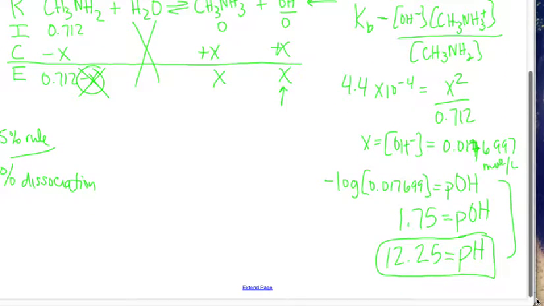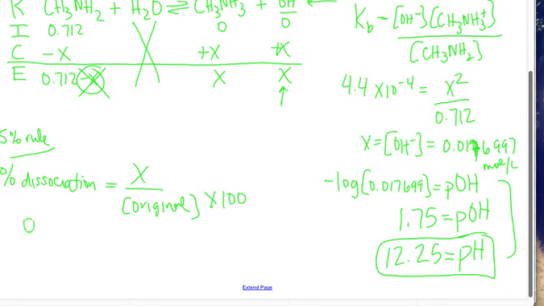Let's go ahead and verify that our X was legitimately dropped. What was our percent dissociation? Percent dissociation is so easy to find. Don't be afraid of it. It's just the amount that broke up, the amount that left, over the original concentration, times 100. How much left? X. So you take your X and you put it over the original concentration. That makes sense because that tells you how much dissociated, times 100.